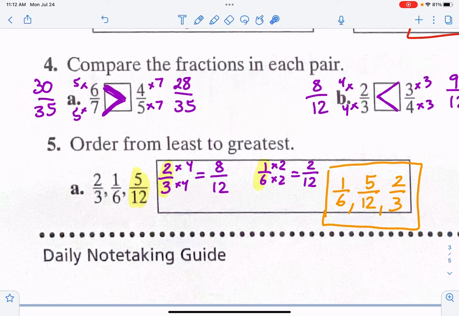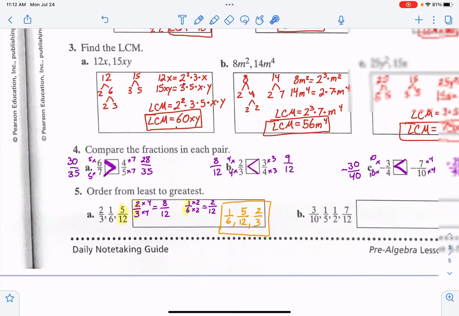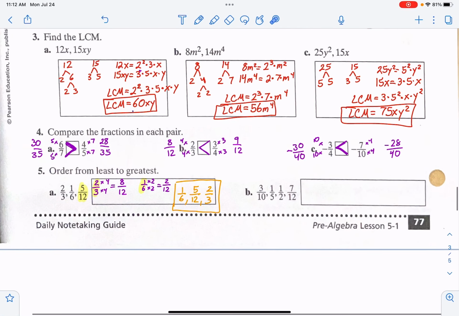Okay, so to show your work for that, showing what you multiplied by, what you got, and then your final answer. So go ahead and pause the video, and you can do B on your own.